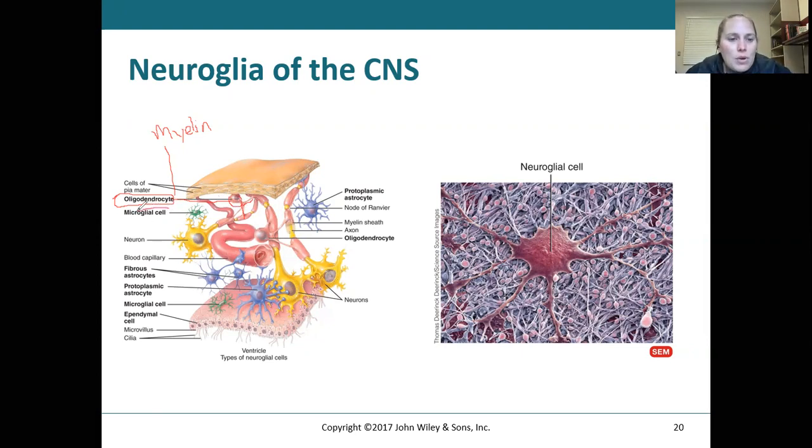Next type of neuroglia that we'll see here is the microglia. Microglia are like the immune cells of the brain. The nervous system is actually completely independent from our immune system as we classically think of it.